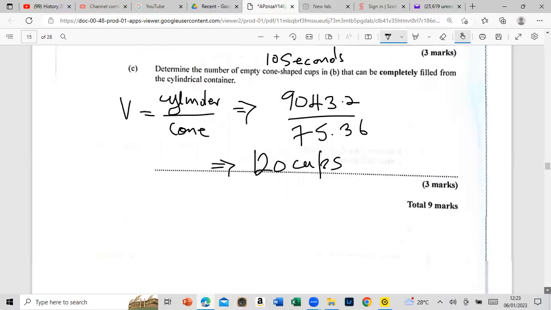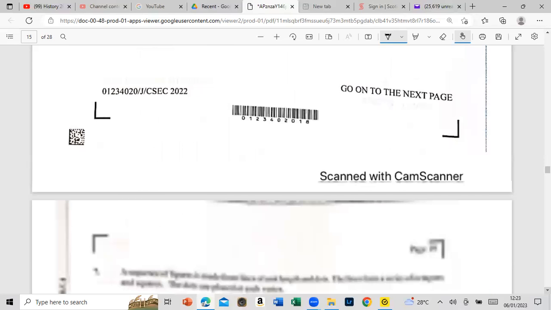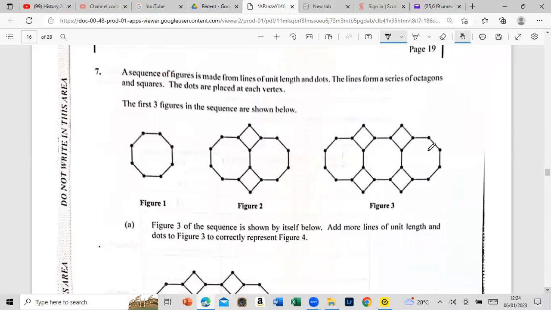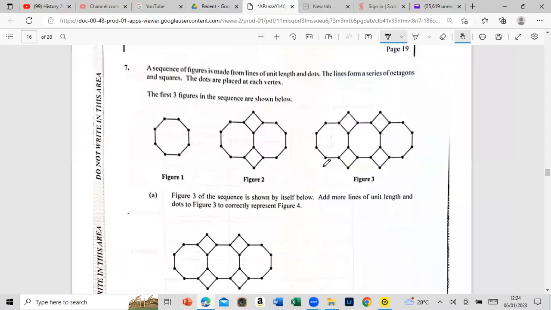I think some of these people never scan so well, you know. Some of the page seems to be missing. All right, so let's move on to this one.